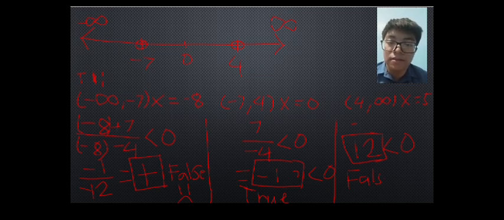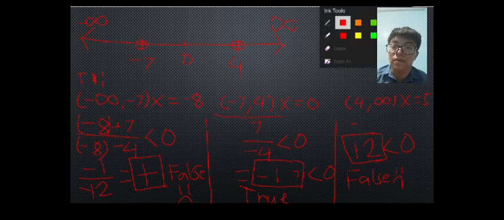So this is false. Because the inequality is a less than sign, boundary zeros are excluded. Also, x equal to 4 is excluded, the denominator. So the final solution is negative 7 to positive 4. X is an element of negative 7 to positive 4.